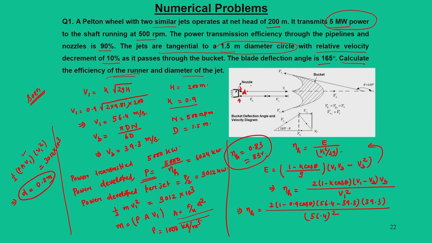So, the nozzle produces a water jet of diameter equal to 0.2 meter. For this diameter, the hydraulic efficiency is 83% and it transmits the power of 5 megawatt while running at 500 rpm.